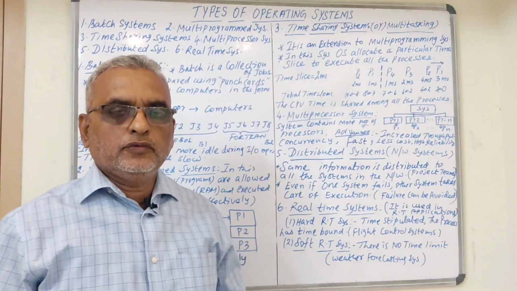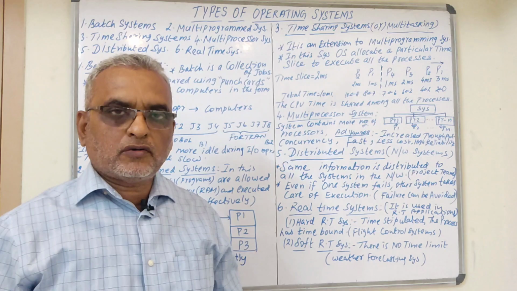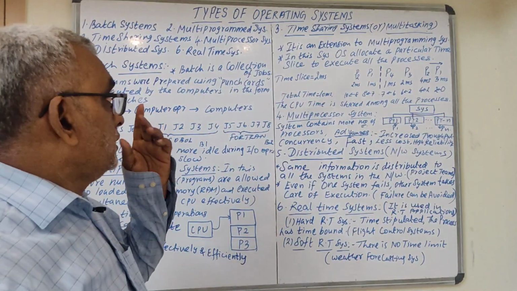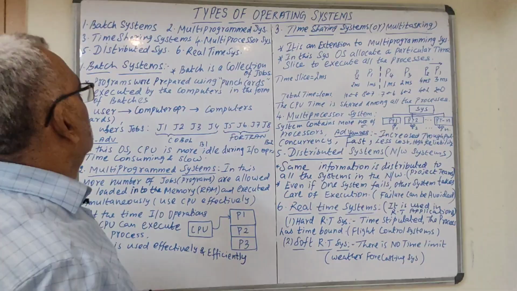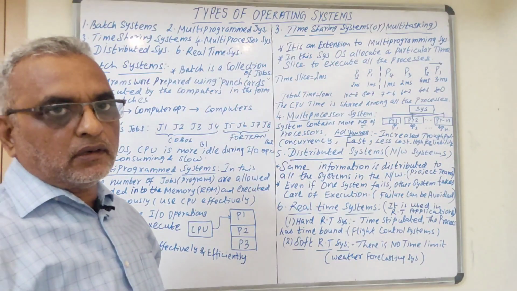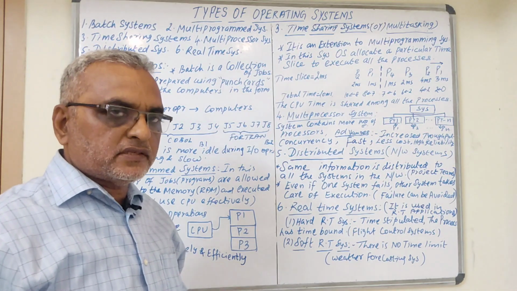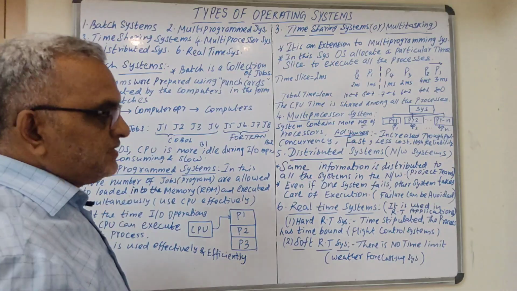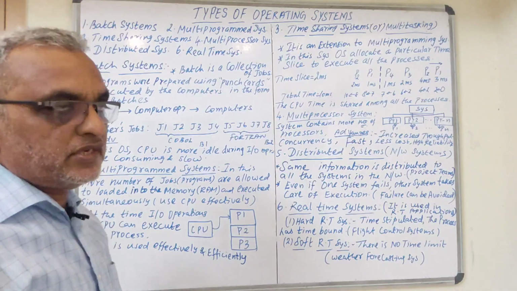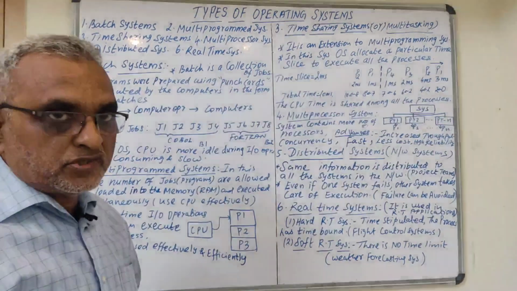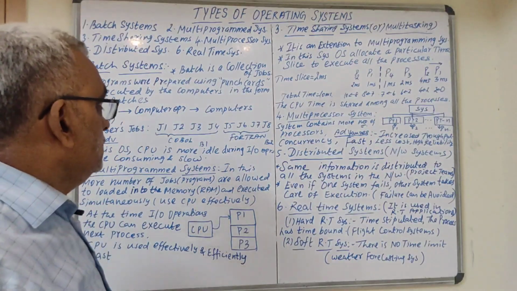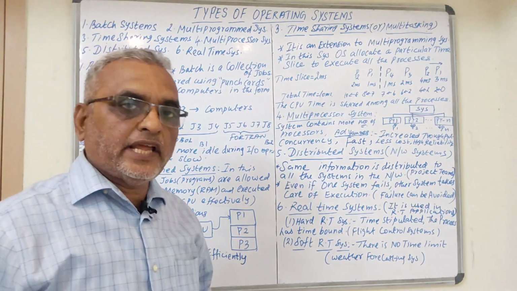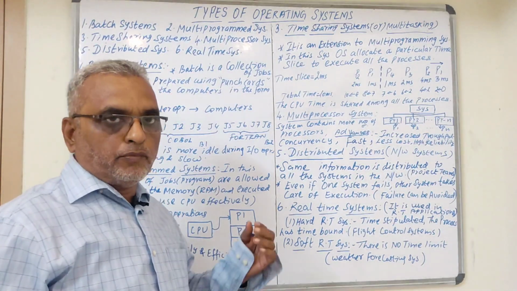So in this video we are going to discuss another important concept from operating systems, that is types of operating systems. Basically there are many types of operating systems available. Among them the very popular are batch systems, multi-programmed systems, time sharing systems, multiprocessor systems, distributed systems, and real-time systems. Let us see one by one.